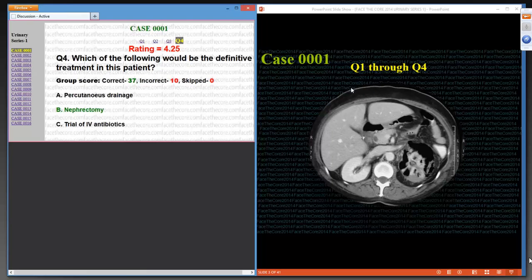Which of the following would be the definitive treatment in this patient? It would be nephrectomy. Percutaneous drainage would be appropriate if there was a lot of fluid. And a trial of IV antibiotics is okay for pyelonephritis, not for emphysematous pyelonephritis, but in this case it is nephrectomy that needs to occur because this is type 1 emphysematous pyelonephritis.